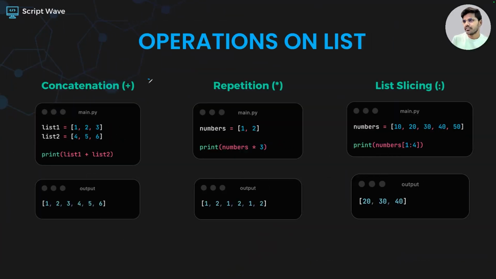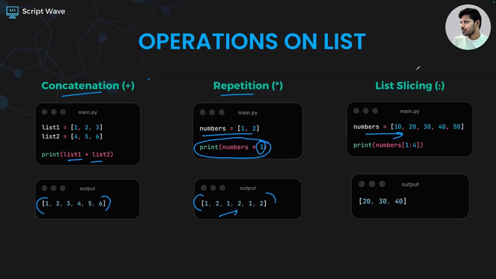Operations on lists. First, we have the concatenation, that is clubbing two lists. So we have a super list created by just adding list 1 plus list 2. Then we have the numbers 1, 2, and we can multiply, that is repetition. We will get 1, 2, 1, 2, 1, 2, 3 times because we are multiplying it by 3. Then we have the numbers using the slicing concept. So we are slicing from 1 to 4. Let's add the index 1, 2, 3, and 4. So 4 is not included, as we already saw in the previous lectures. So 20, 30, 40. So that is how we can see the operations.